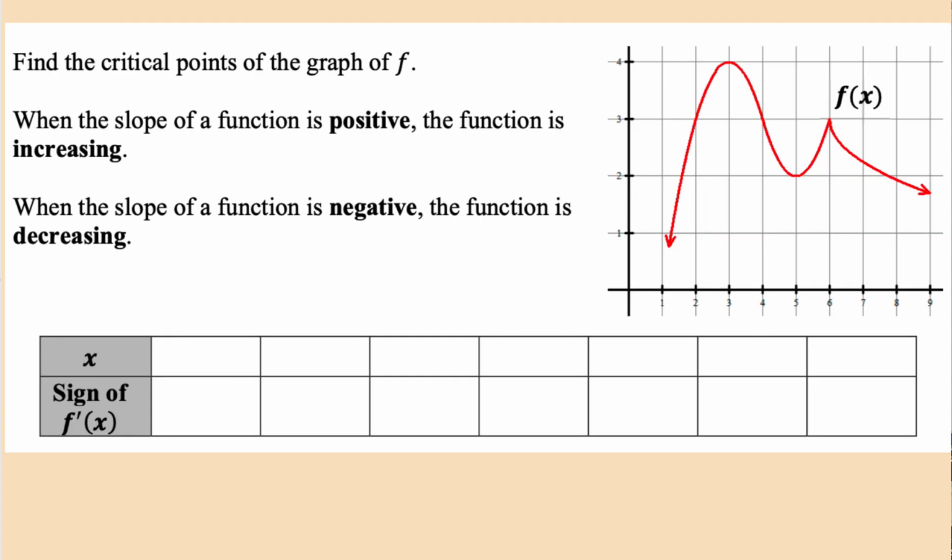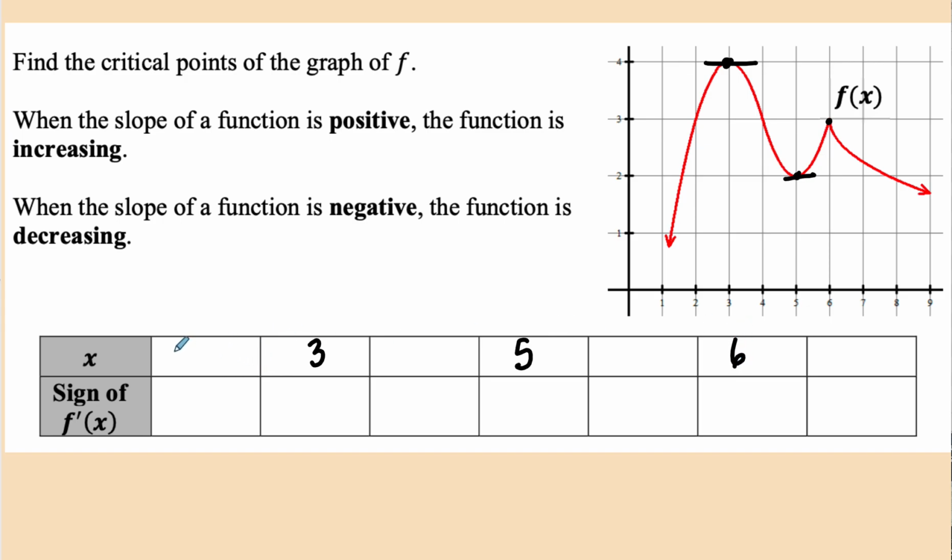Okay, let's find the critical points when I give you a graph, and let's decide whether the function is increasing or decreasing. All right, so let's look for critical points. So this will be a critical point, and this will be a critical point, and this will be a critical point. This is a critical point because the derivative is equal to 0, derivative is equal to 0, and the derivative does not exist. I am going to write the number 3 here, give myself a little space, the number 5, give myself a little space, and then the number 6.